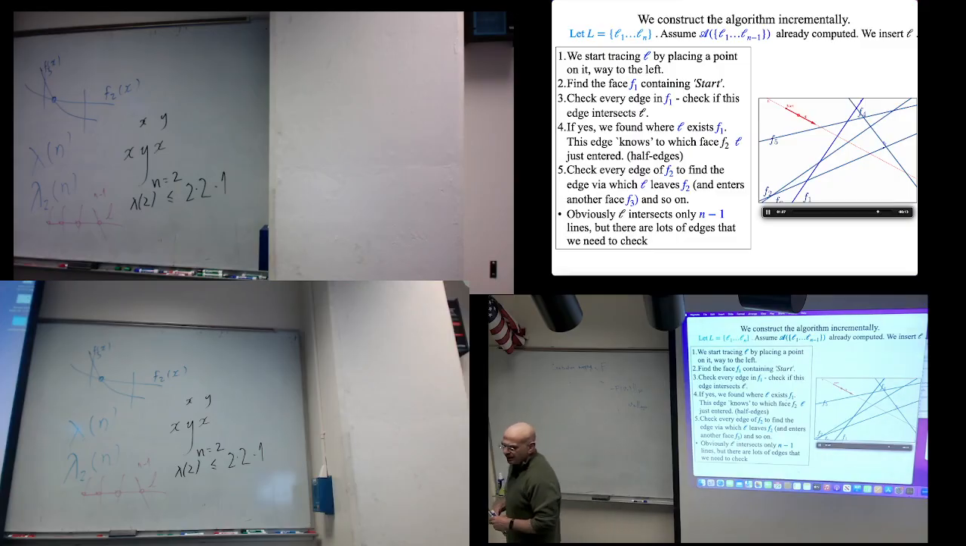So that sounds like an unbelievably inefficient algorithm, because what is the maximum number of edges that I can have in one face? How many edges can I have in one face? It could be n. Right? It could be that all the lines generate one face.